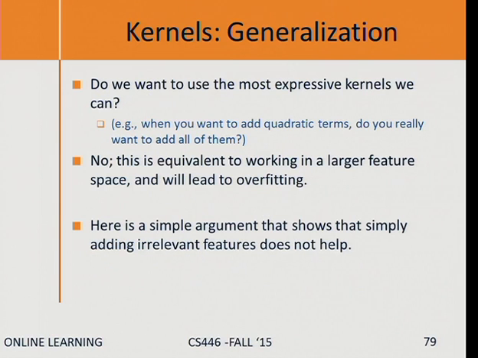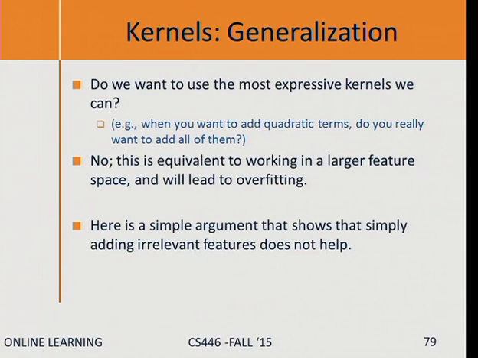Let me just finish. I have two more slides I want to cover. Okay, so as I said, there's another issue with kernels that is important for you to realize. Kernels blow up the feature space and, in some sense, make it very easy to blow up the feature space. Sometimes you want to think a little more carefully about how you want to blow up the feature space. For example, if you want to add quadratic terms, do you really want to add all the quadratic terms?